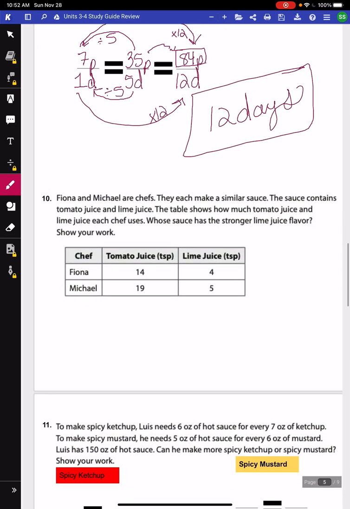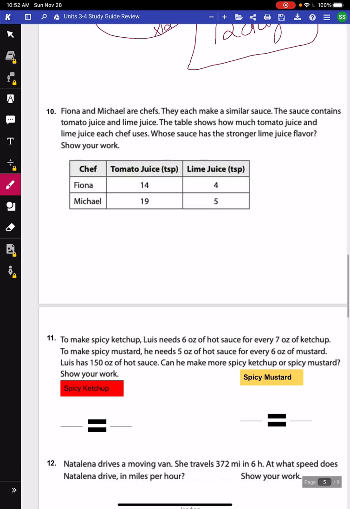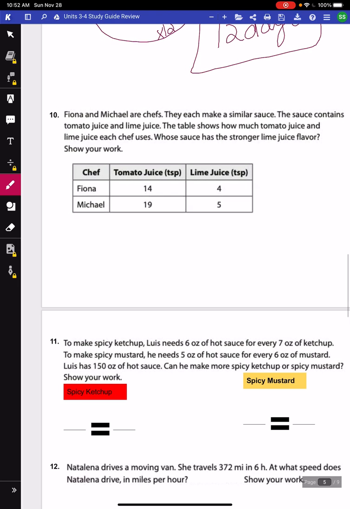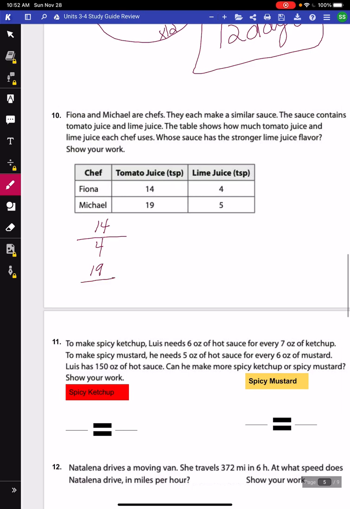Number 10. Fiona and Michael are chefs. They each make a similar sauce. The sauce contains tomato juice and lime juice. The table shows how much tomato juice and lime juice each chef uses. Whose sauce has the stronger lime juice flavor? Well, if we look at Fiona's, we have 14 teaspoons of tomato juice to 4 teaspoons of lime juice. And then Michael's is 19 to 5.